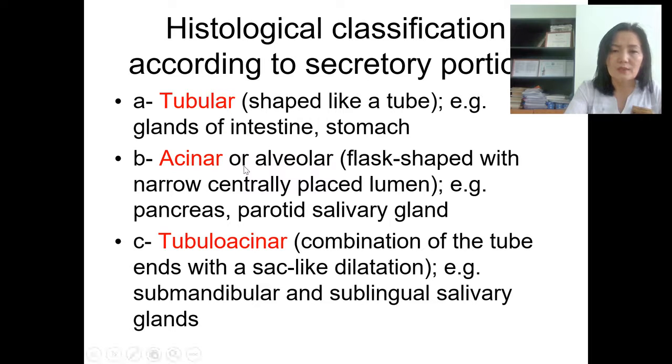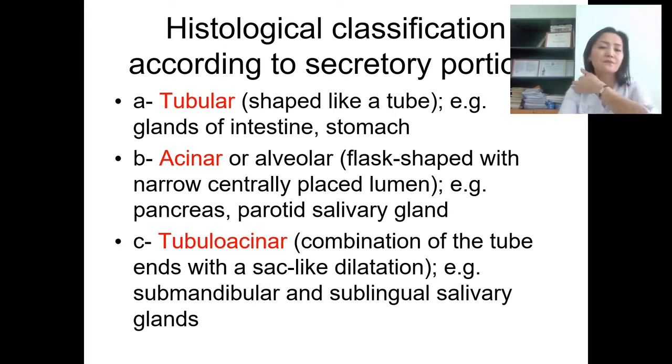Acinar glands, second name, we can also say alveolar gland. The secretory portion of these glands is like a flask shape with a narrow central lumen. Example, pancreas. Also parotid salivary glands are acinar glands.